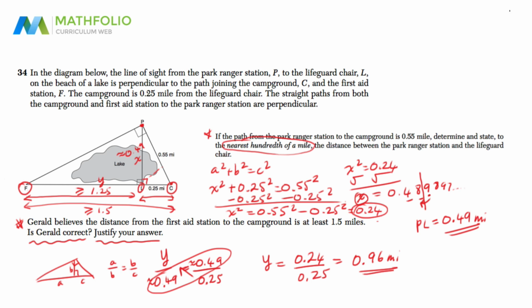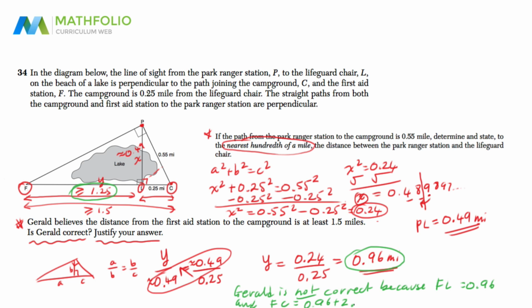So let me just change color and show you exactly what I mean. Over here, for Gerald to be correct, this distance y would have to be more than or equal to 1.25, and we've just discovered that that distance is this. So we must now answer Gerald is not correct, because FL equals 0.96, and I guess we could do FC equals 0.96 plus 2.